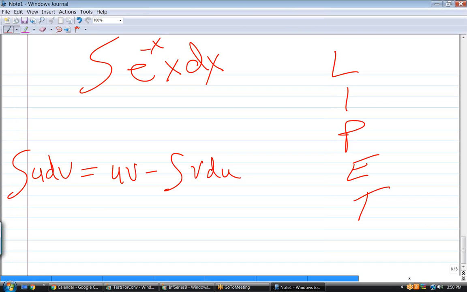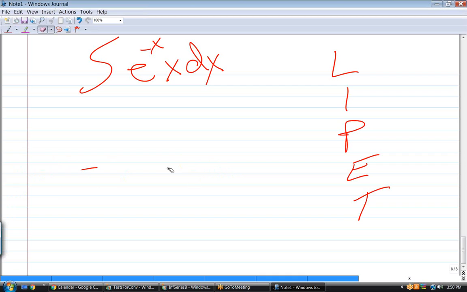Well, according to LIPET, what am I going to let u be? E to the negative x? No, that's the exponential. It comes before p, which is polynomial. So because the polynomial comes before the exponential, I'm going to let the polynomial be u. It's considered a polynomial even with just one term? Yes. A polynomial is any series of x plus x squared or just x. Even a constant is actually technically a polynomial.